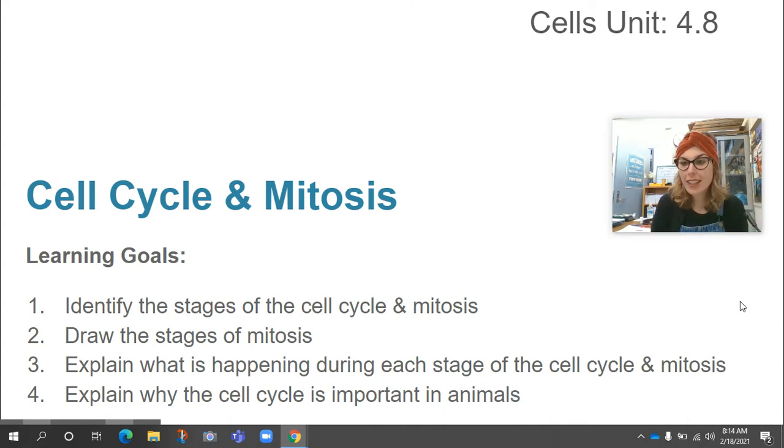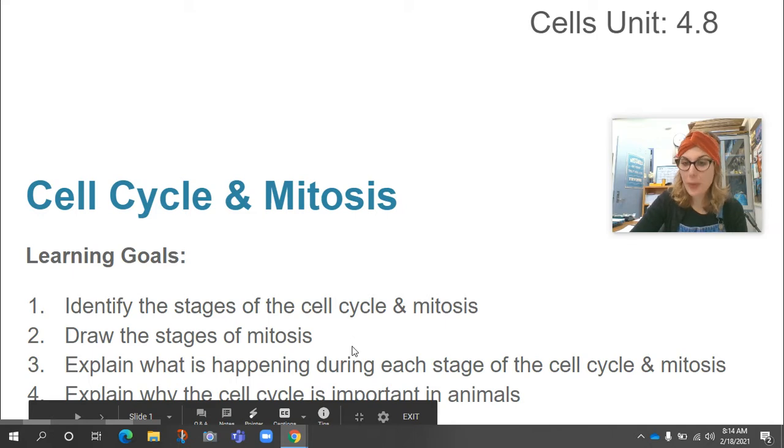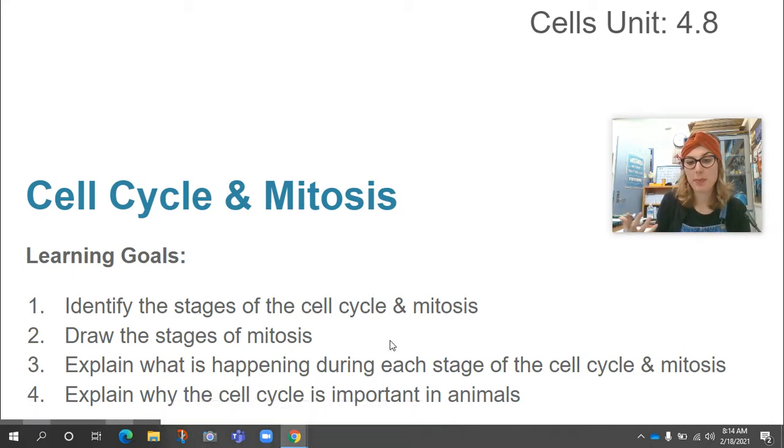So by the end of learning about the cell cycle and mitosis, the goal you can see below, we're going to determine the different stages of the cell cycle. We're going to draw the stages of mitosis. We're going to be able to explain what's going on in terms of the cell cycle and mitosis, and also be able to understand why the cell cycle is so important in animals.